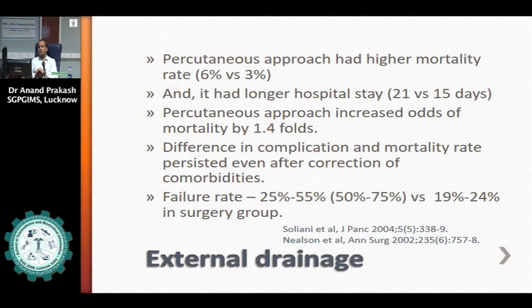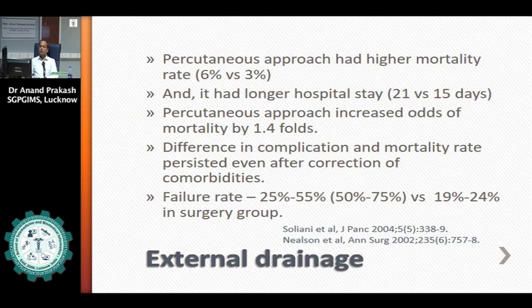Now in the USA, the National Inpatient Sample database: more than 8,000 patients underwent the percutaneous technique and more than 6,000 patients underwent the surgical technique. This was published in 2005. What they noticed is that the percutaneous technique has a higher mortality rate, 6% as compared to 3%, and longer hospital stays, 21 versus 15 days. As I mentioned, the patients who underwent the percutaneous technique are sicker, because they are not fit for surgery. That's why they opted to undergo percutaneous or radiological drainage.